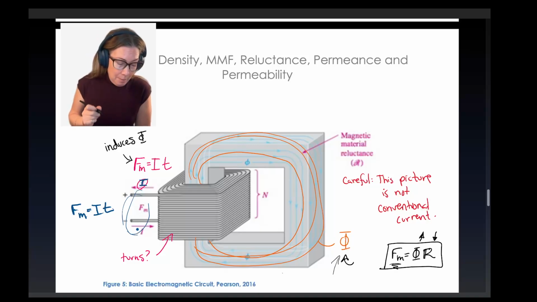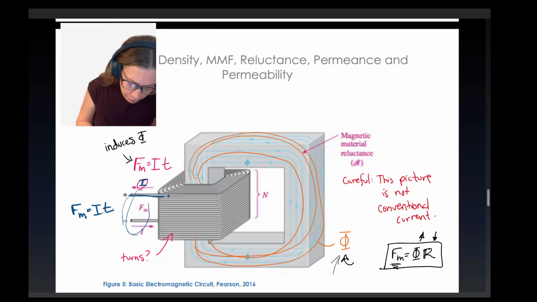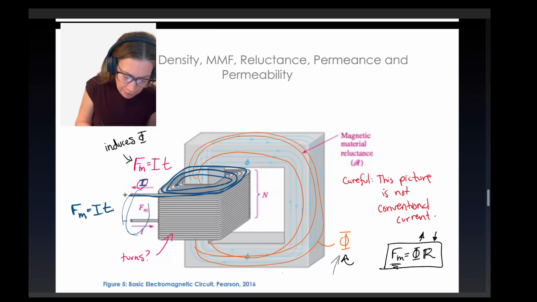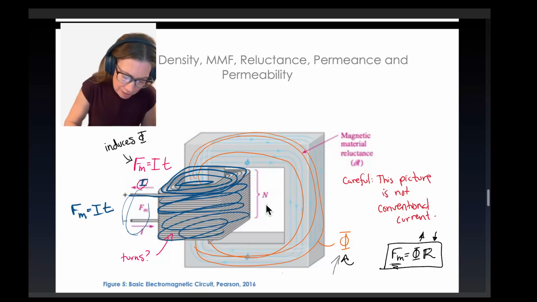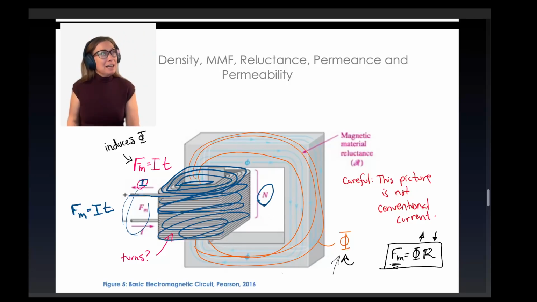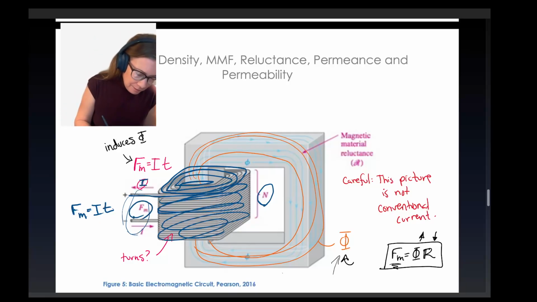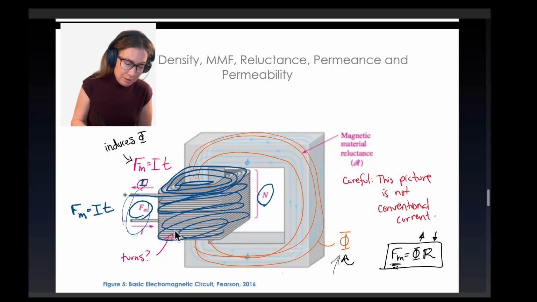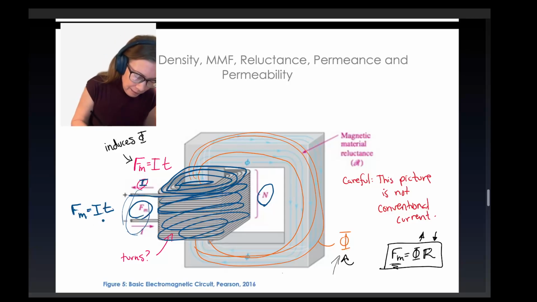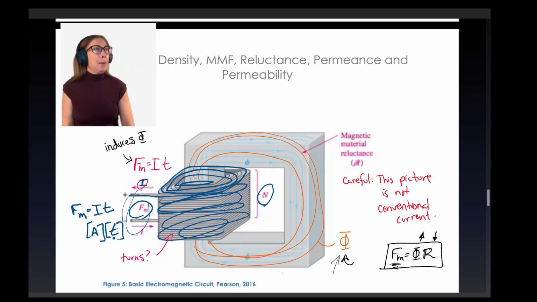But look at this. There is current going through this coil. There's one turn. Here's another turn. Another turn. Another turn. Another turn. There's n number of turns. So to calculate the amount of force F sub M that is driving this, it is just the current in amps times the number of turns, which is not an SI unit, but I like to put it there anyway.